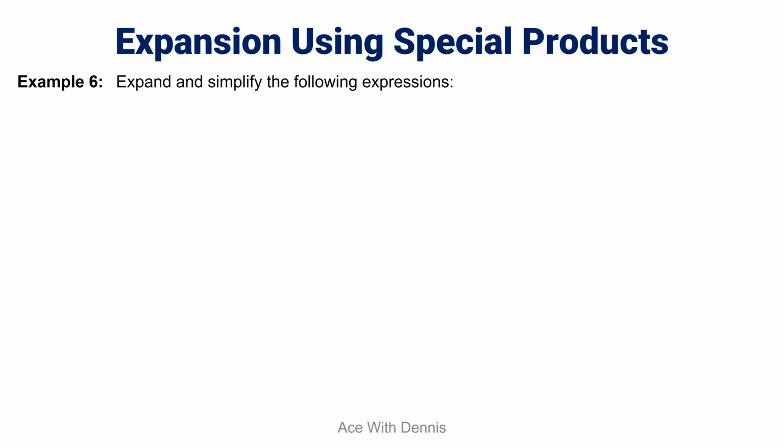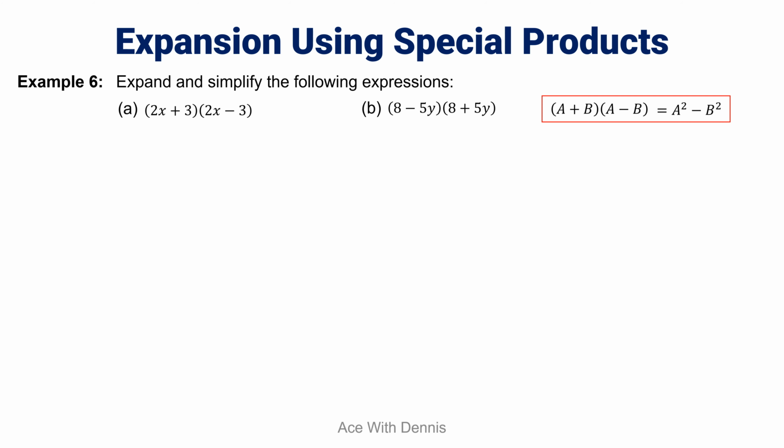Example 6. Expand and simplify the following expressions. A. 2x plus 3 times 2x minus 3. B. 8 minus 5y times 8 plus 5y. Remember the formula? The third case, a plus b times a minus b equals a squared minus b squared. So we use this formula to solve this example.